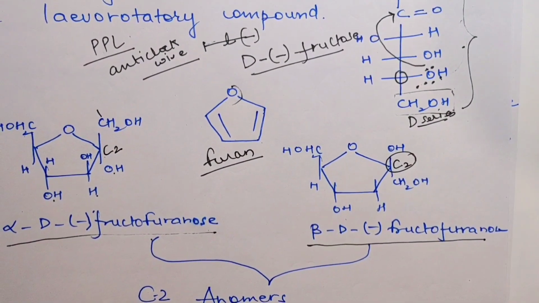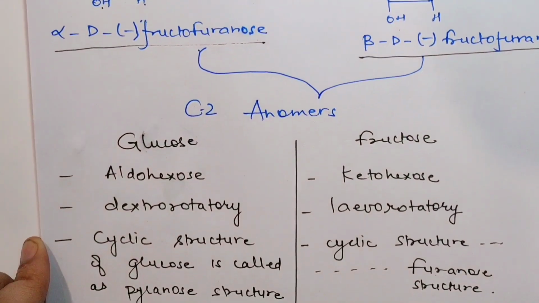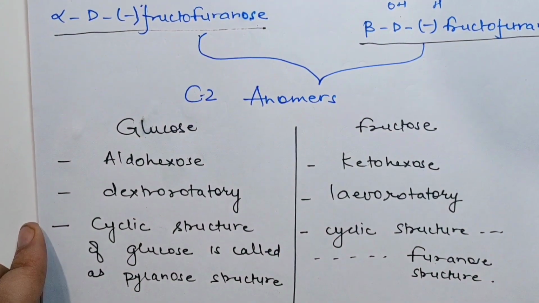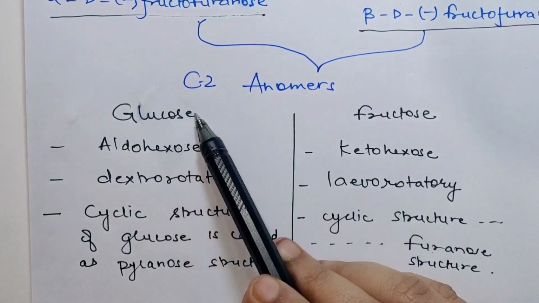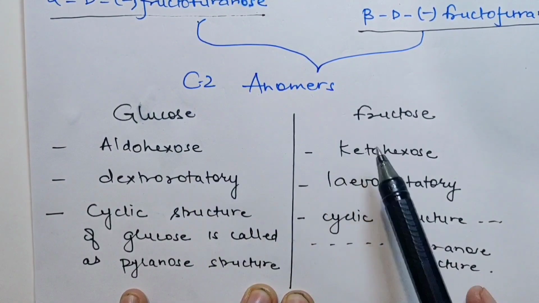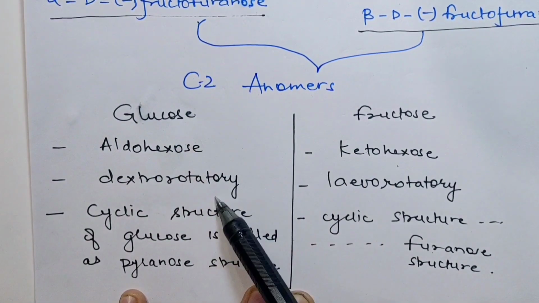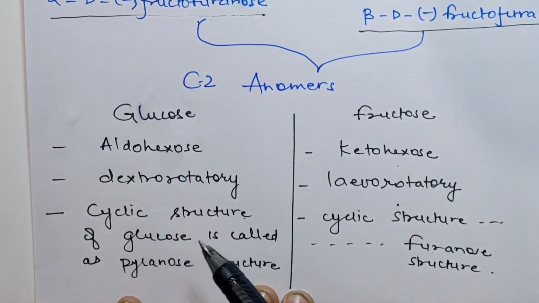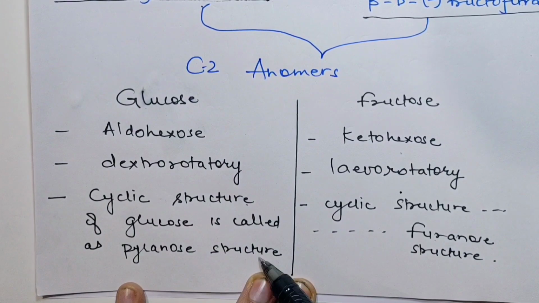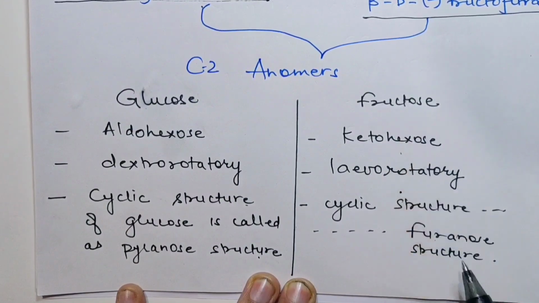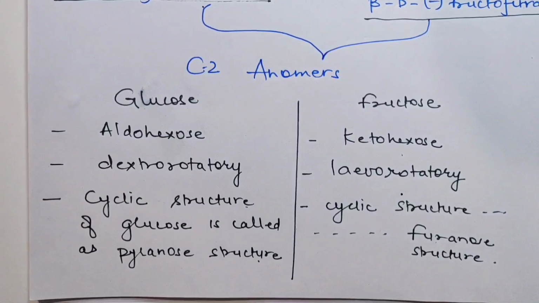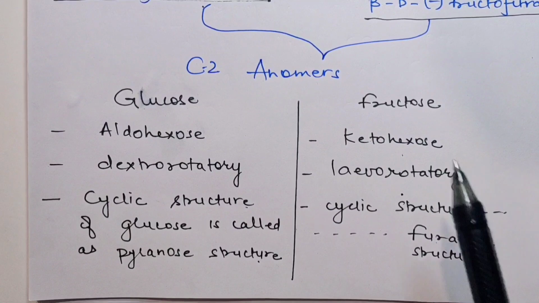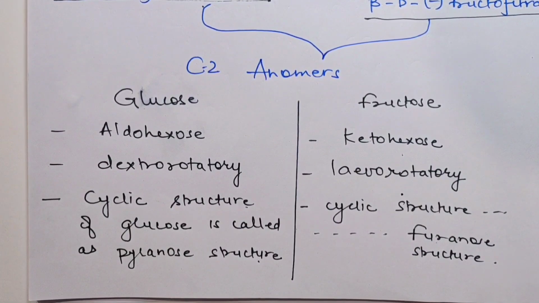Now very quickly, let's compare glucose and fructose because this too has been a question in boards. Glucose is an aldohexose, fructose is a ketohexose. Glucose is dextrorotatory, fructose is levorotatory. The cyclic structure of glucose is called pyranose structure. The cyclic structure of fructose is called furanose structure. Then you can also mention that in glucose, the alpha and beta are C1 anomers. In fructose, the alpha and beta cyclic forms are C2 anomers.